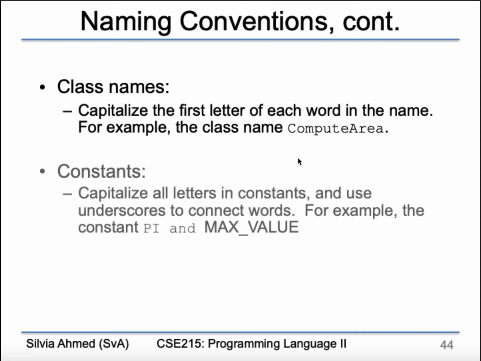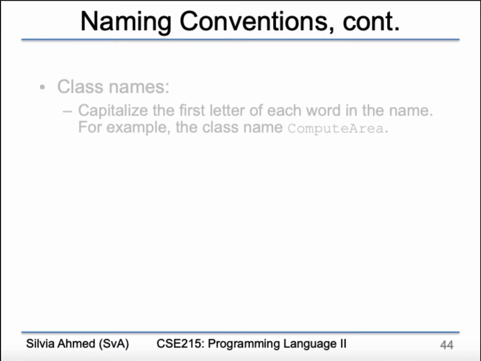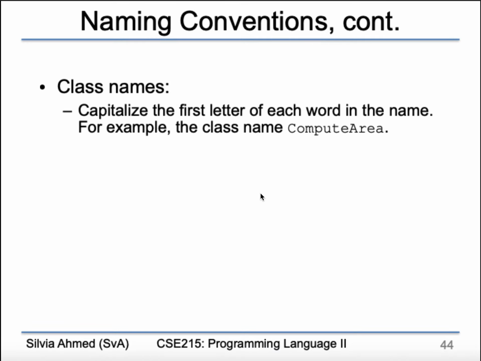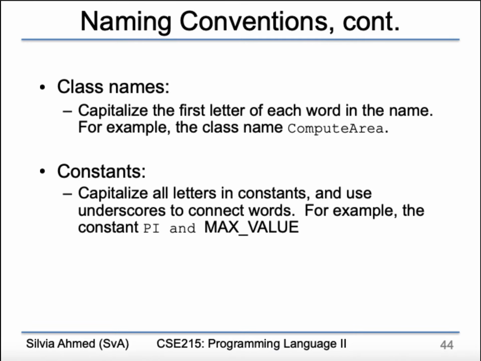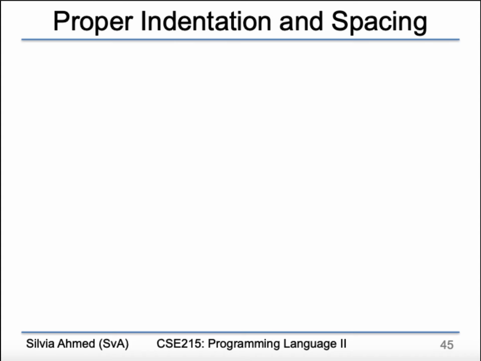So after the class name, let's look at the convention for constants. So for constants, you should use all capital letters. Okay. So for example, PI, and if you have multiple words, then you should concatenate with an underscore, because if you write them together, you will not understand the separate words.